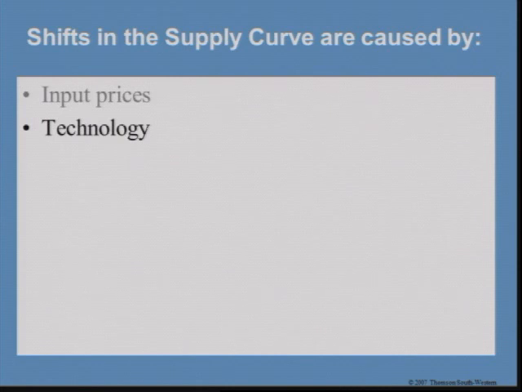What if there's better technology? That'll shift supply to the right. Good. Expectations. What if you're a backpack manufacturer and you're expecting, from July to August, people are going to be getting ready for the next school year? Are you going to be producing more or less? Okay, producing more, and that would shift supply to the right.